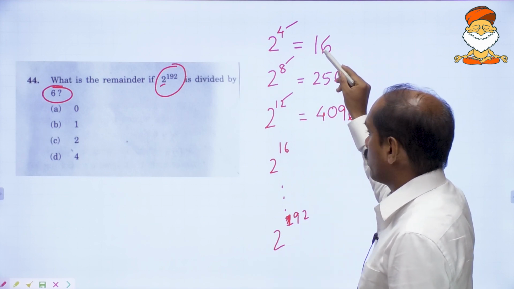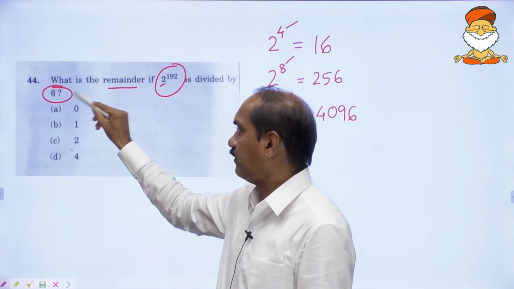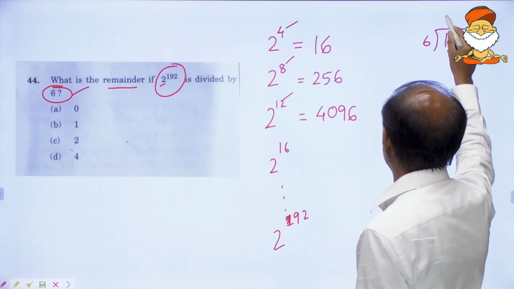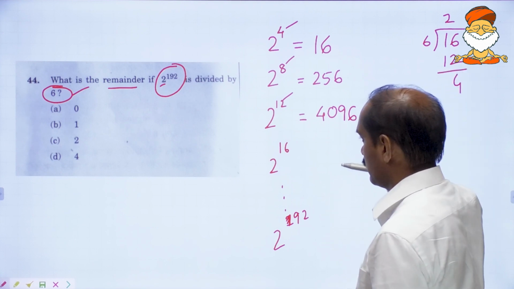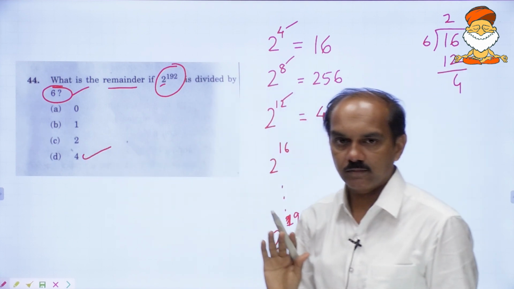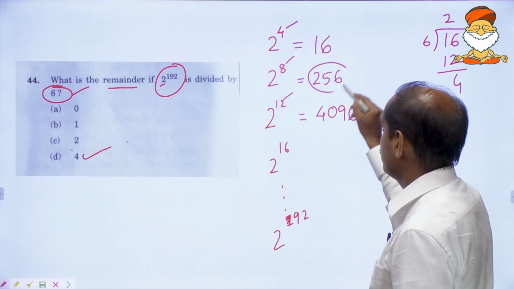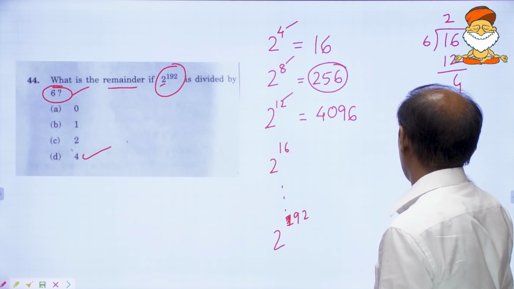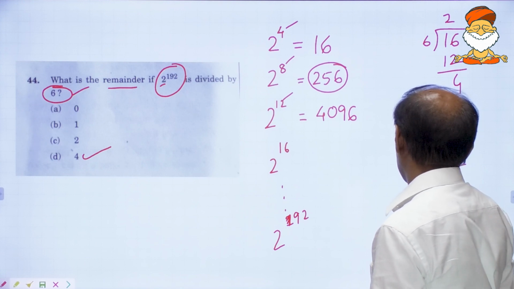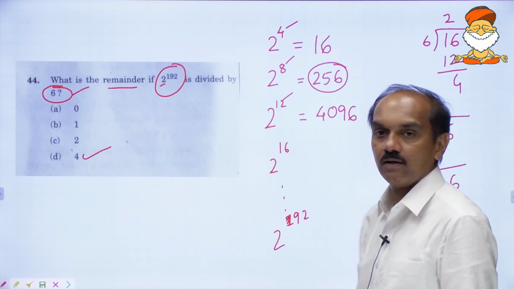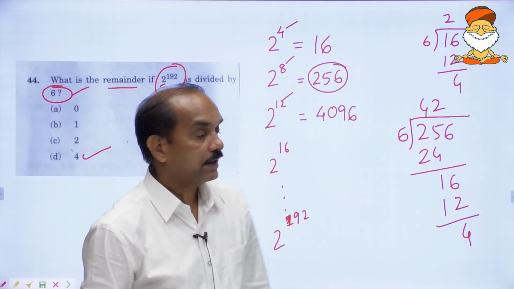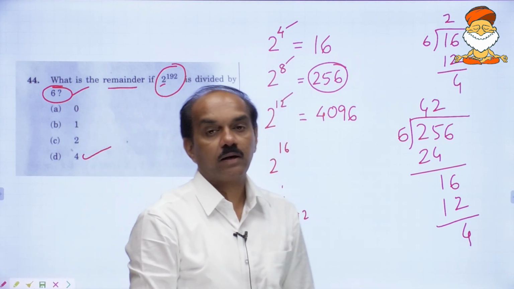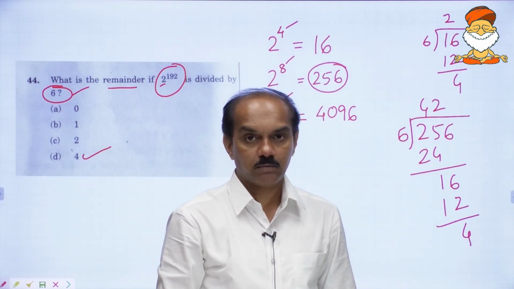Now, we want the remainder after dividing it by 6. So, divide this 16 by 6. How much will you get? 6 2s are 12, 4 is the remainder, right? Now, check out this one. 256 divided by 6. 6 4s are 24, 6 2s are 12. Yes, again you are getting 4. Meaning multiples of 4: 4 1s are 4, 4 2s are 8, 4 3s are 12. Everywhere you are getting the remainder 4 when you divide that number by 6.